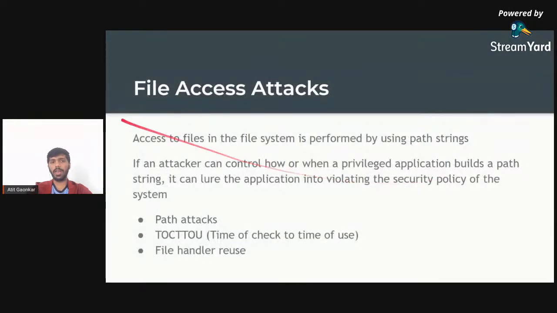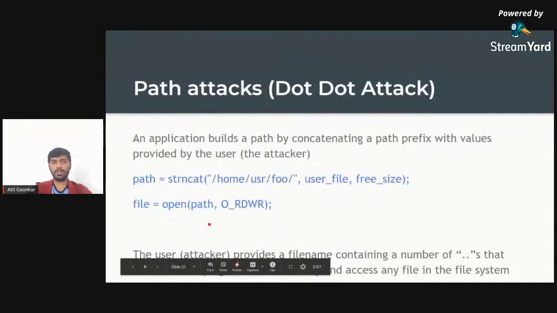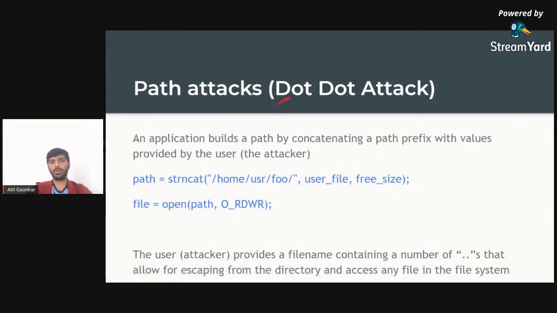Now, file access attacks are the ones which use the user's input. Say a user wants to pass on a path of a file, or a file, and somehow he is able to manipulate what the system did not intend to do. The first one is the path attack. Okay. Now, what is a path attack? It is also called the dot dot attack, and you'll know why it is called so.